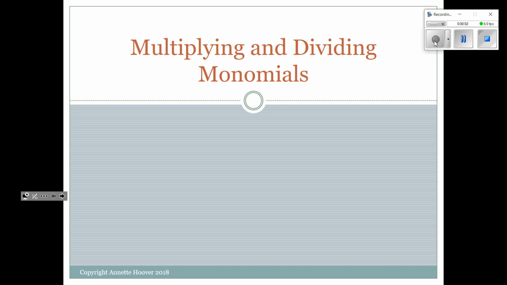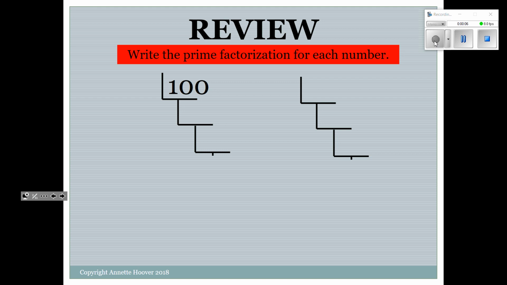In this lesson, we are going to be multiplying and dividing with monomials. But first, we're going to review what our lesson was yesterday. Yesterday, we were writing the prime factors for numbers. So remember, we were looking at the prime numbers 2, 3, 5, 7, 11, 13, 17, and it keeps going. That's probably enough for us.